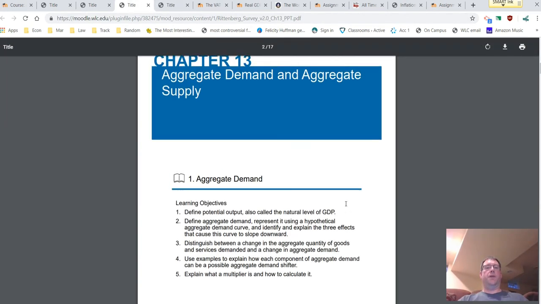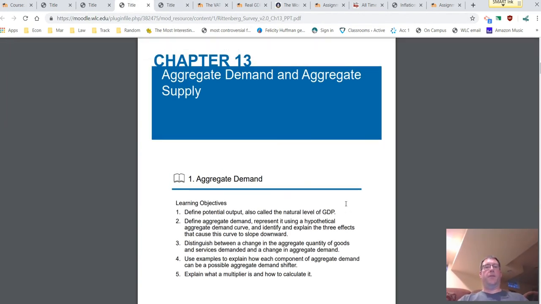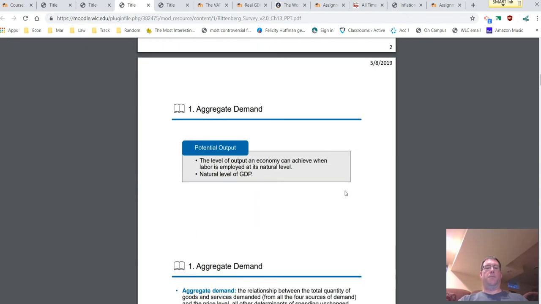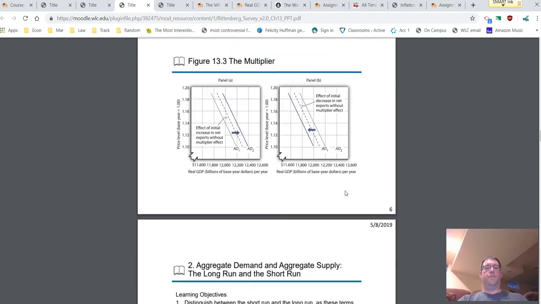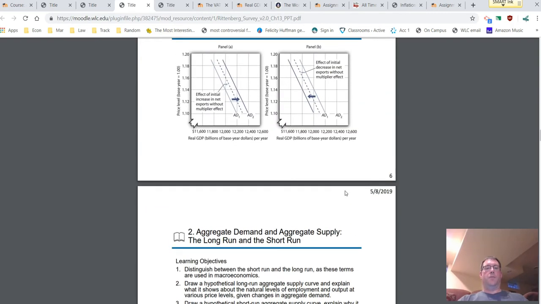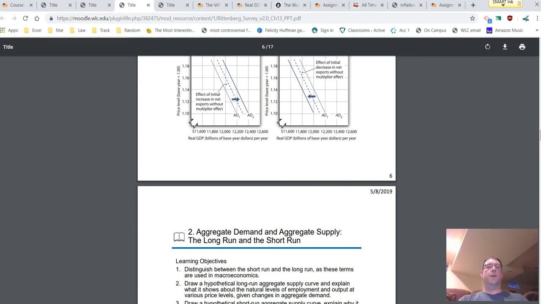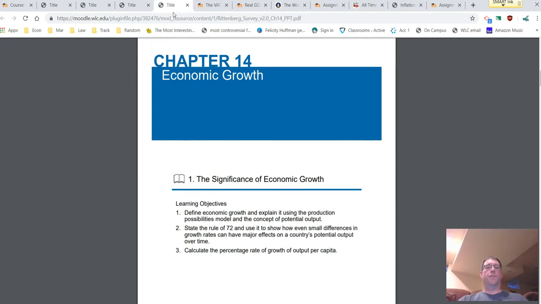Chapter 13 here, we are looking at aggregate demand and aggregate supply. Aggregate, just total. So the total demand for all goods in a country, and then the total supply of those goods. And then it's going to talk a little bit about multipliers. There we go. Multipliers here and how investments can multiply many times over into future growth.